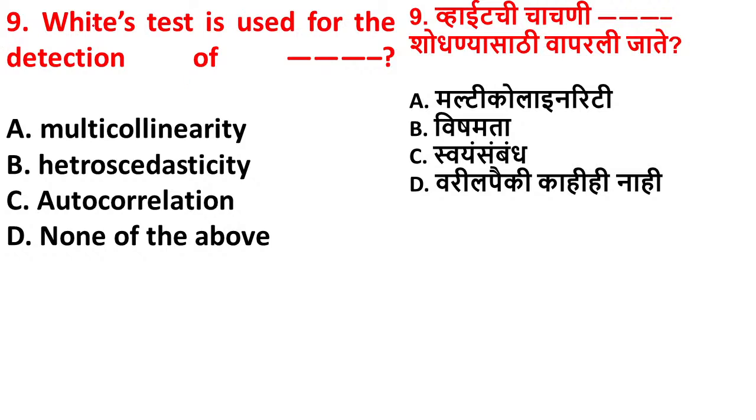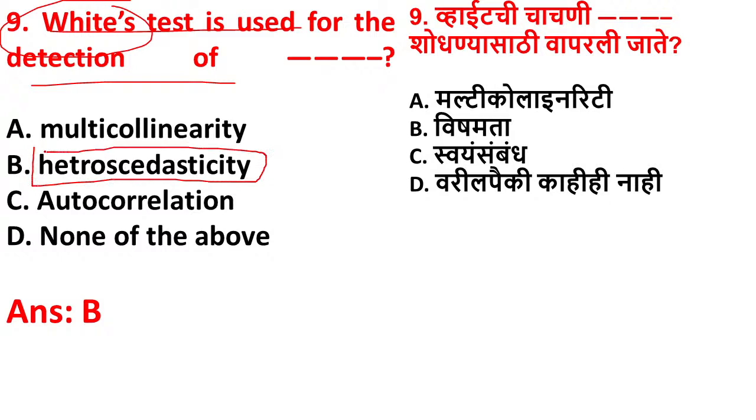Question number 9. White test is used for the detection of option A multicollinearity, option B heteroscedasticity, option C autocorrelation, option D none of the above. White test is used for the detection of... So here the right answer is option B, heteroscedasticity. Yes, white test is used to test heteroscedasticity. So option B is correct.